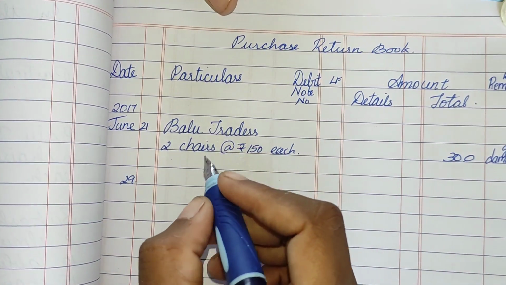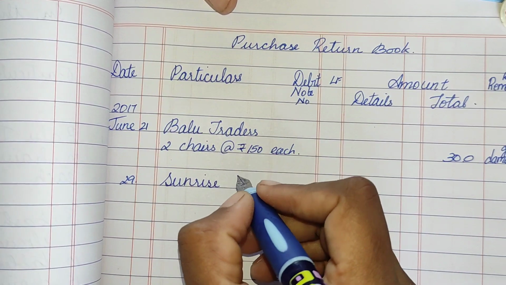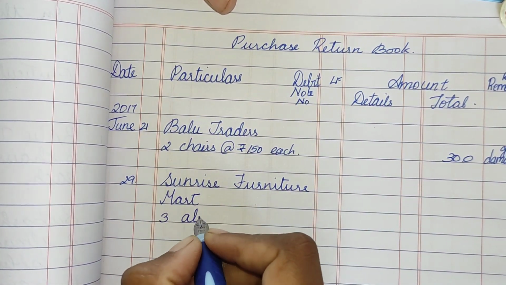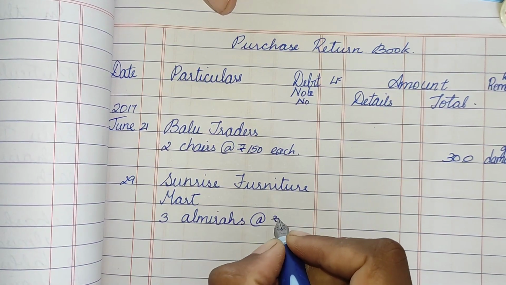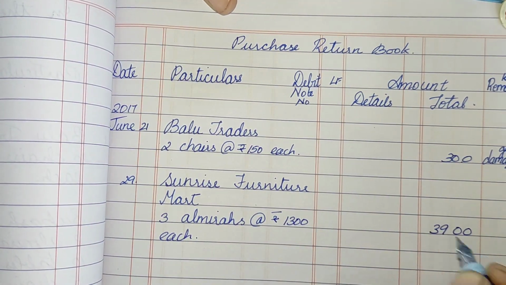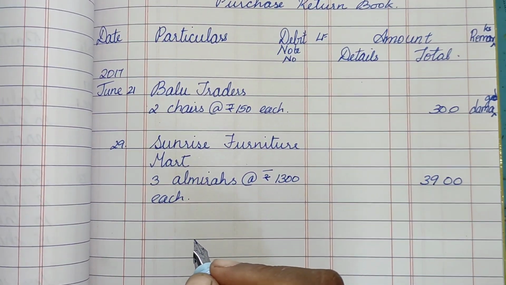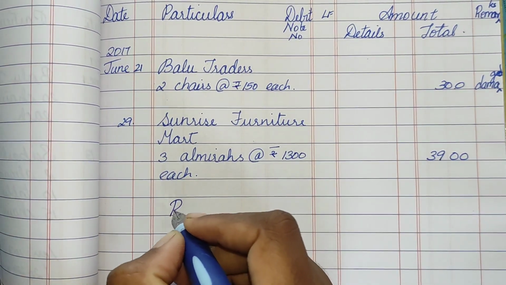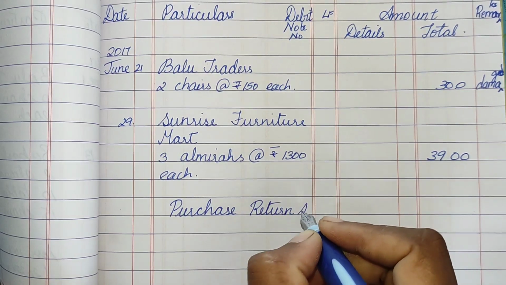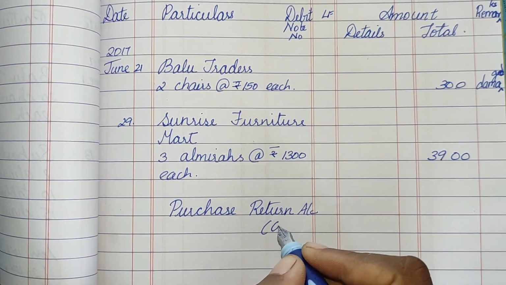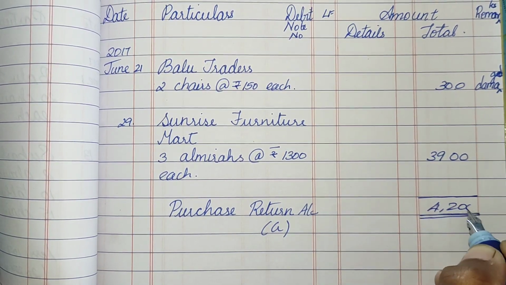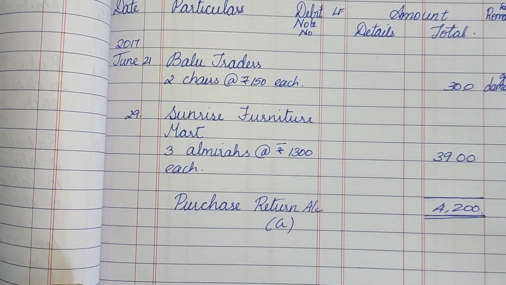When we record in the purchase return book, we will record as Sunrise Furniture Mart, give the description of the items returned and multiply with 1300, which is the cost of each almirah, and then put it in the total column. So with this, all the return transactions are over. Therefore, we are going to total the purchase return book and write it as purchase return account. So now the purchase return account shows a credit balance. Therefore, we will write it as CR over there. Add up the purchase return book total column and give the answer.